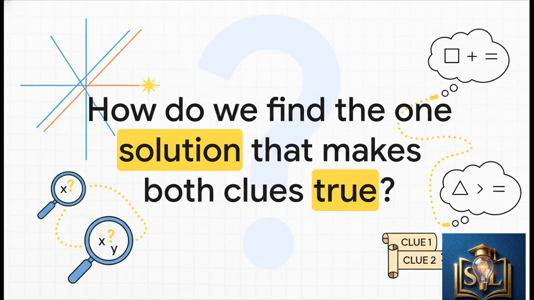And that's really our main question, isn't it? How do we take these two separate pieces of information and find that one magical pair of x and y values that makes both clues true at the exact same time? It's kind of like finding the exact spot where two different paths cross.